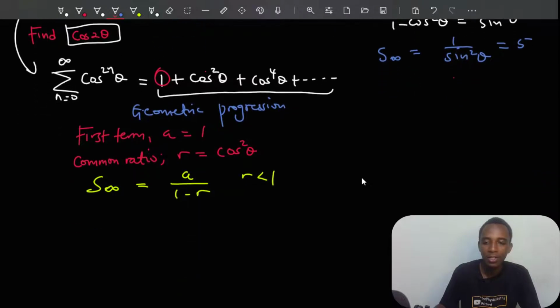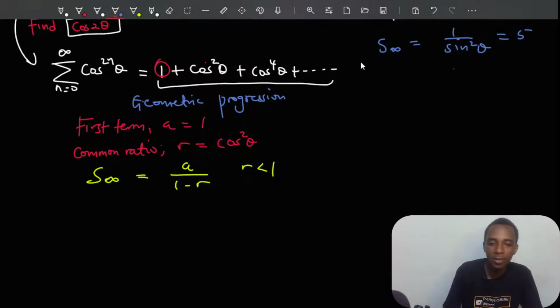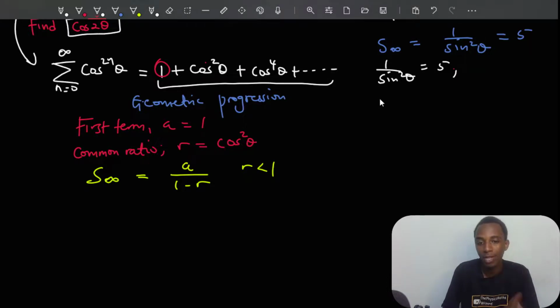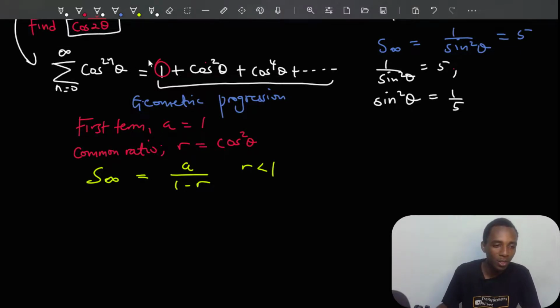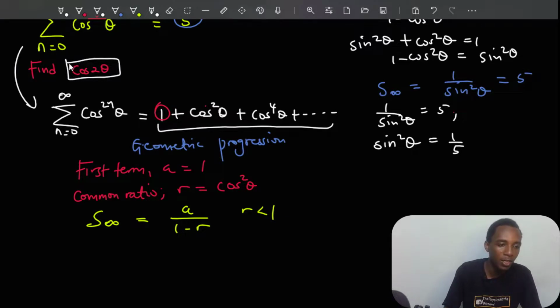So let's go ahead and solve this now. So we have 1 over sine squared theta equals 5. You can say sine squared theta equals 1 over 5. Okay, so there's a relationship between sine squared theta and cos 2 theta, which is what we want to find. So let's go ahead and do that.